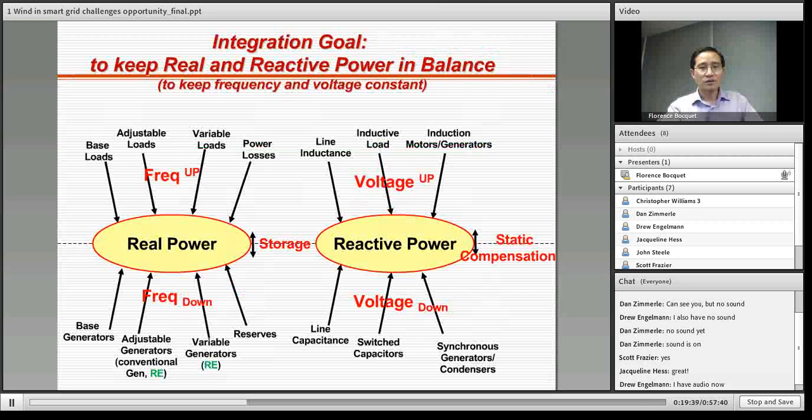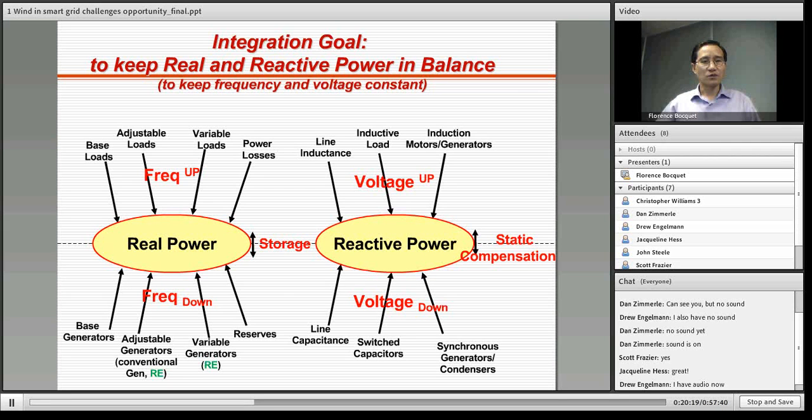And also basically, when we integrate wind, we need to keep balance. We need to keep real power and reactive power in balance. So when we keep real power in balance, we can help with frequency control or frequency regulation. And on the other hand, if we can keep the reactive power in balance, we can keep the voltage constant. Okay, that's two very important aspects of integration: frequency and voltage.